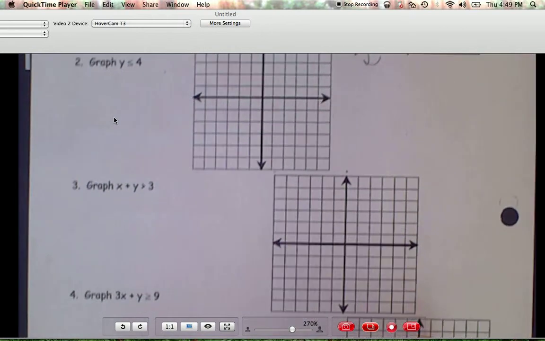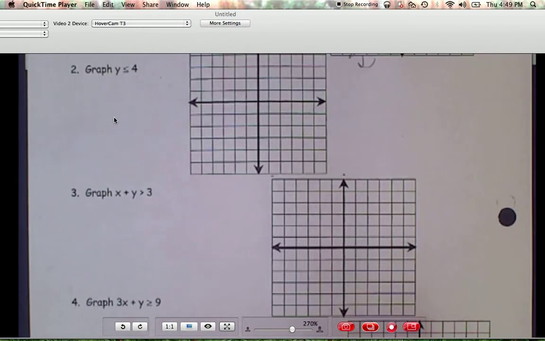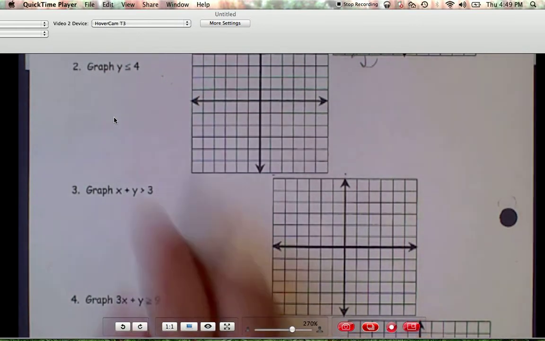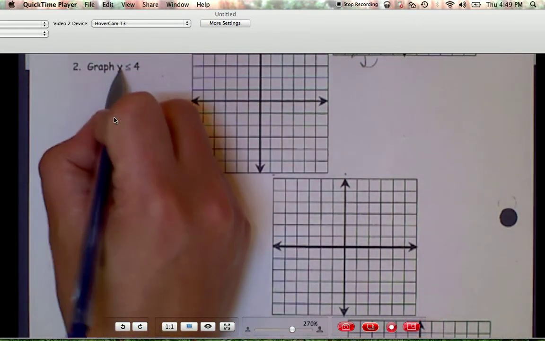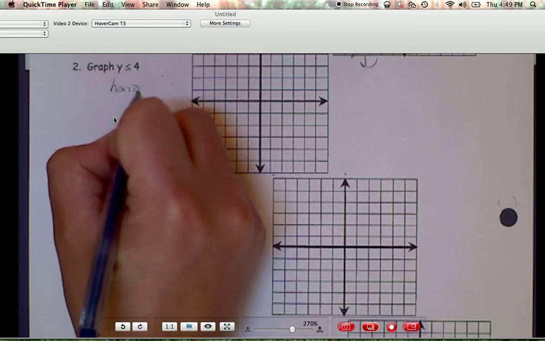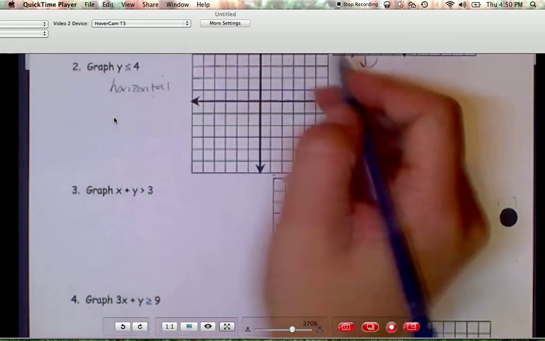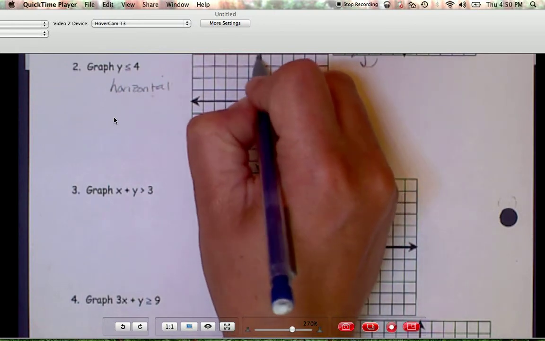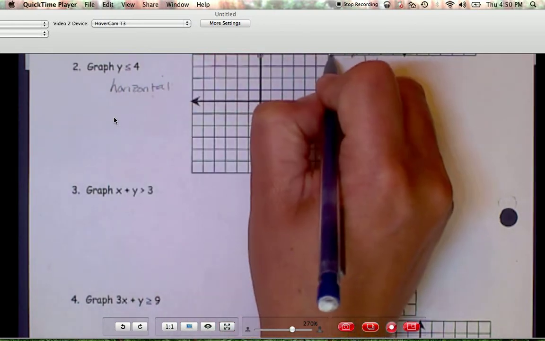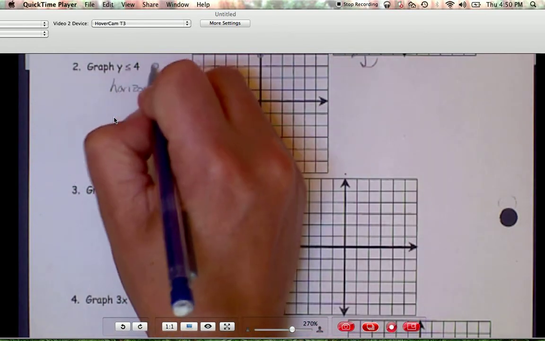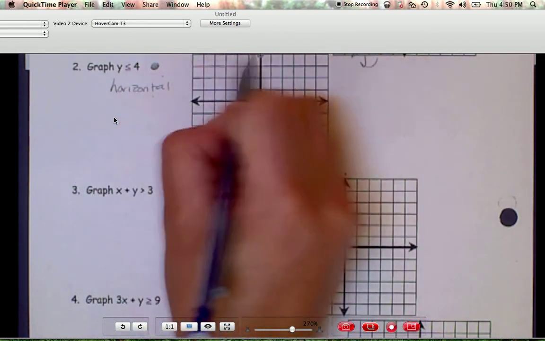So let's look at number 2. Y is less than or equal to 4. What kind of line will this be? Flip that y upside down. It's going to give us a horizontal line. So find where y equals 4: 1, 2, 3, 4. And we want a horizontal line. But will it be solid or dashed? This would give us a closed circle. So we want a solid line.